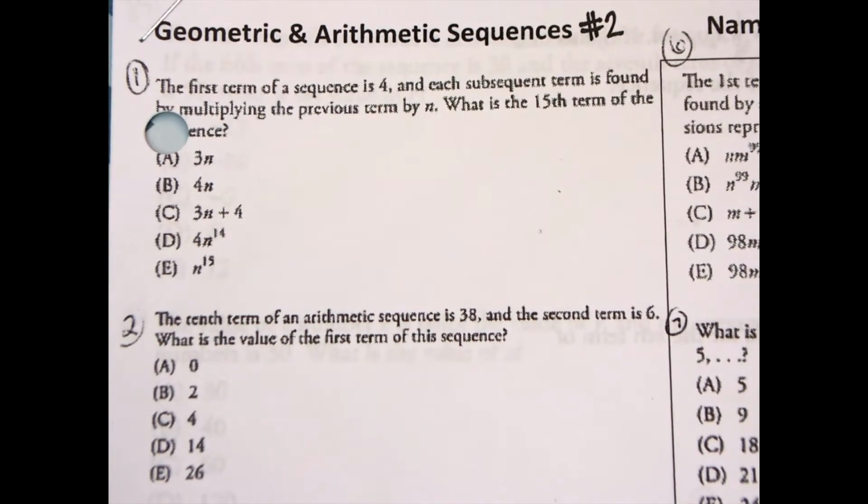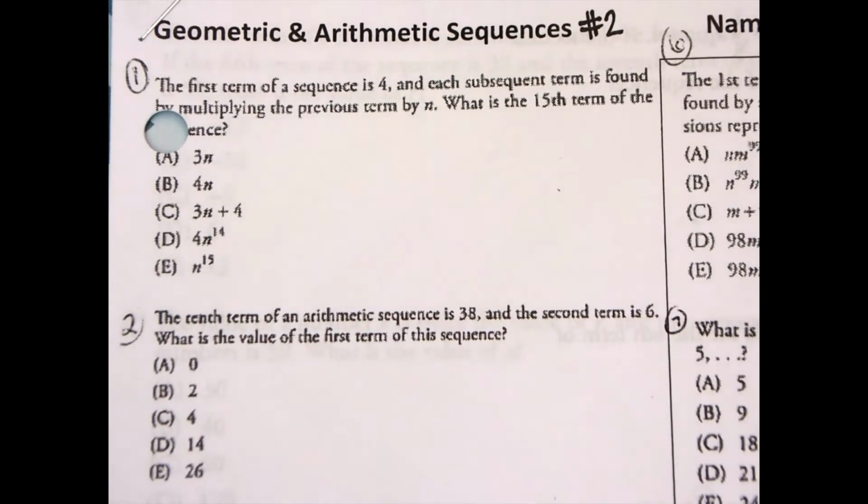All right, in this video, we are going to do geometric and arithmetic sequences, number 2. So it says, number 1, the first term of the sequence is 4, and each of the subsequent terms is found by multiplying the previous term by n. What is the value of the 15th term in the sequence?